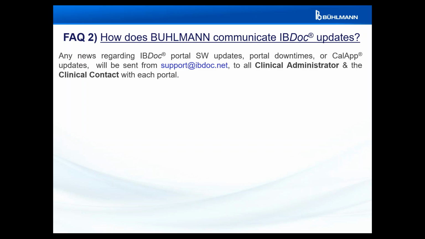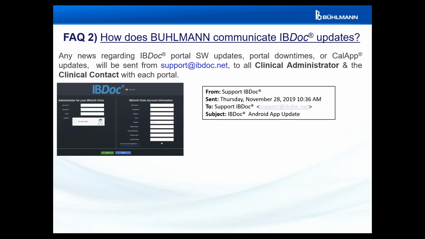So when there is an IBDoc update, whether it's a software update, a portal downtime because of some construction we're doing on the back end, or any CalApp updates, Buhlmann support, support@ibdoc.net, you'll receive an email from support@ibdoc.net. Right now we currently only send that email out to the clinical administrators and the clinical contacts with each portal.